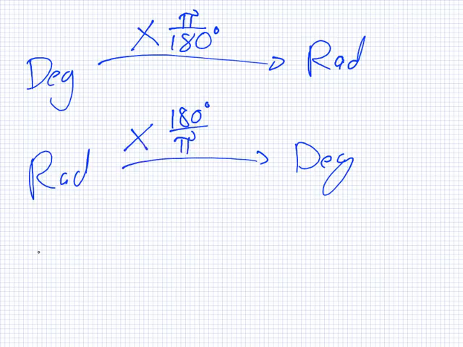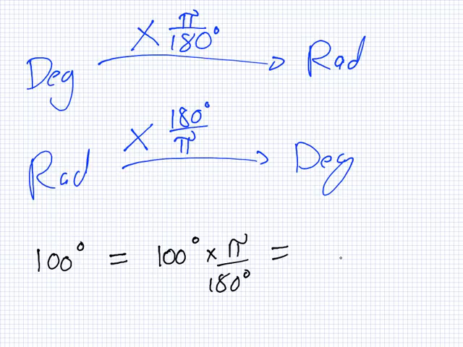So let's say I have 100 degrees, and I want to convert it into radians. So that would be 100 degrees times pi over 180 degrees. What's that? Do you have it there? Yeah, 1.745 radians.